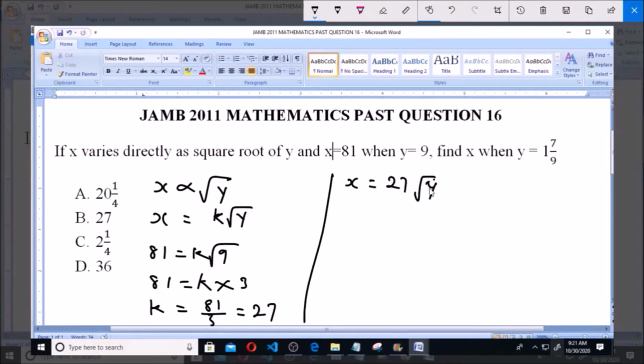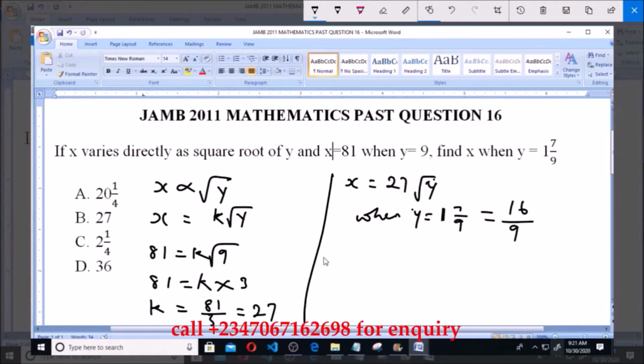Now the question says we should find x when y equals 1 whole number 7 over 9. It simply means that y is equal to 16 over 9, because 1 whole number 7 over 9 is 16 over 9.